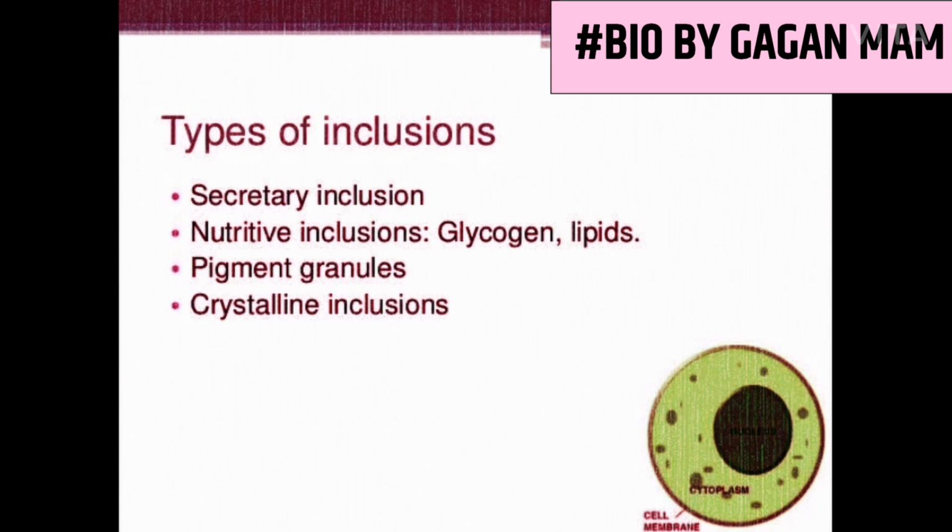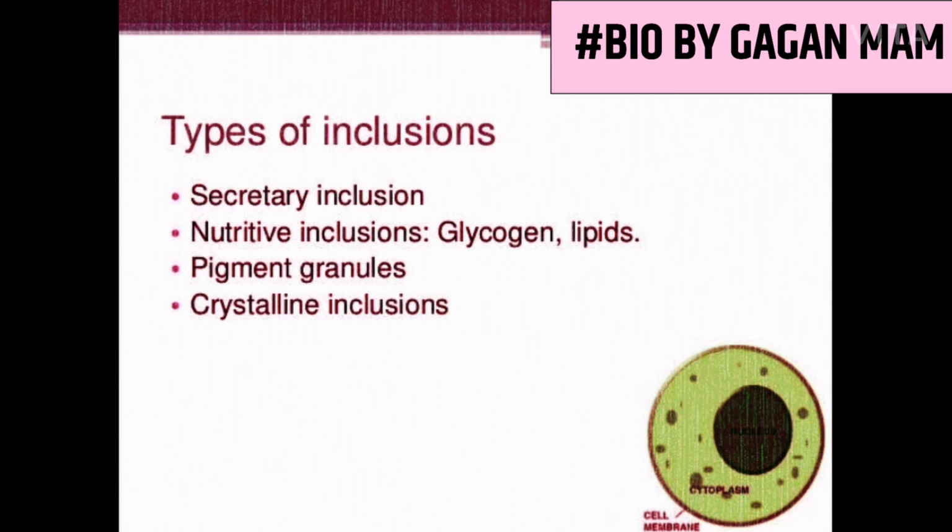On the basis of synthesis and uses, these substances or inclusions are of the following types. The first one is secretory inclusions. Secretory substances include enzymes and nectar. Actually, some of the substances synthesized are not concerned directly with nutrition and growth. These are termed secretory substances, and as I have already told you, enzymes and nectar come under secretory substances.